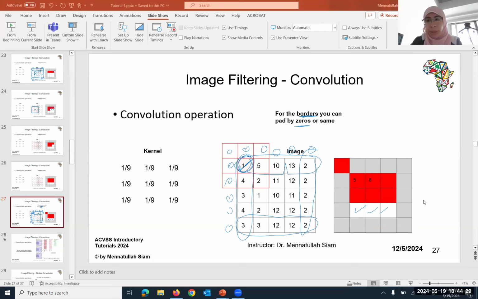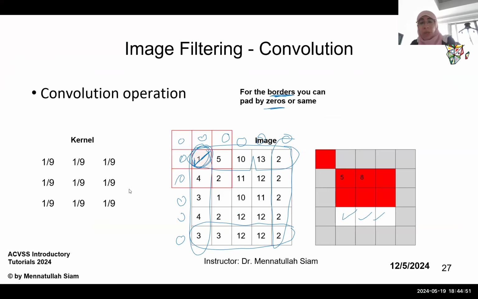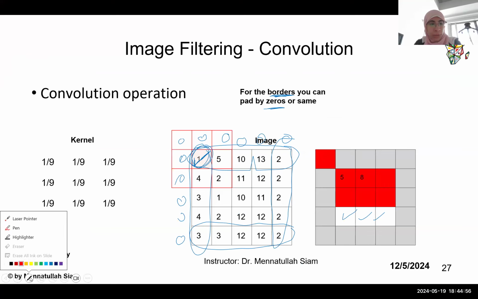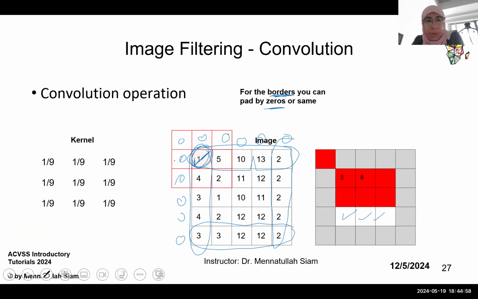So here, let me just take this away. If we're talking about the border pixels again, for the border pixels, we will just add zeros. Let me put that back. And if you pad with the same, you will just have to replicate what is on the border. So this becomes 1, 4, 3, 4, 3. This is another strategy of padding.